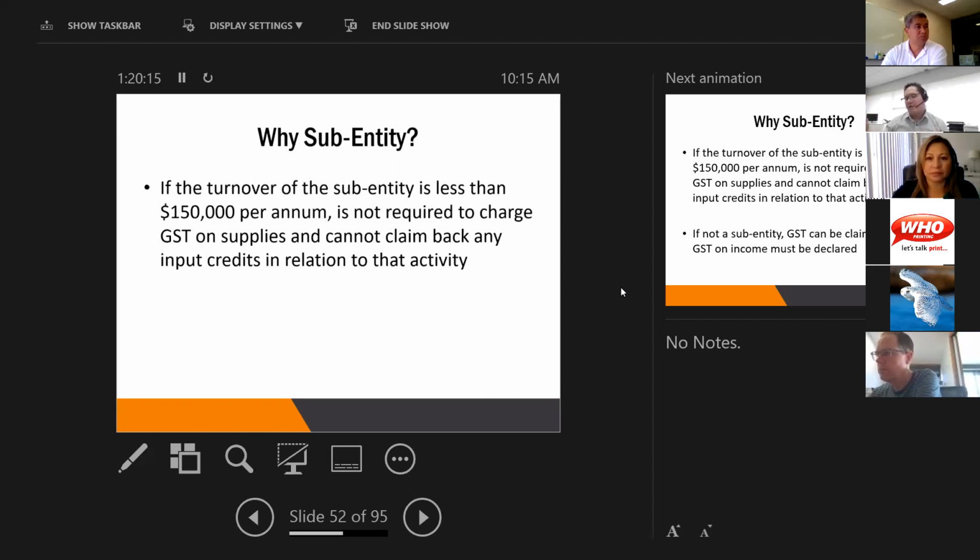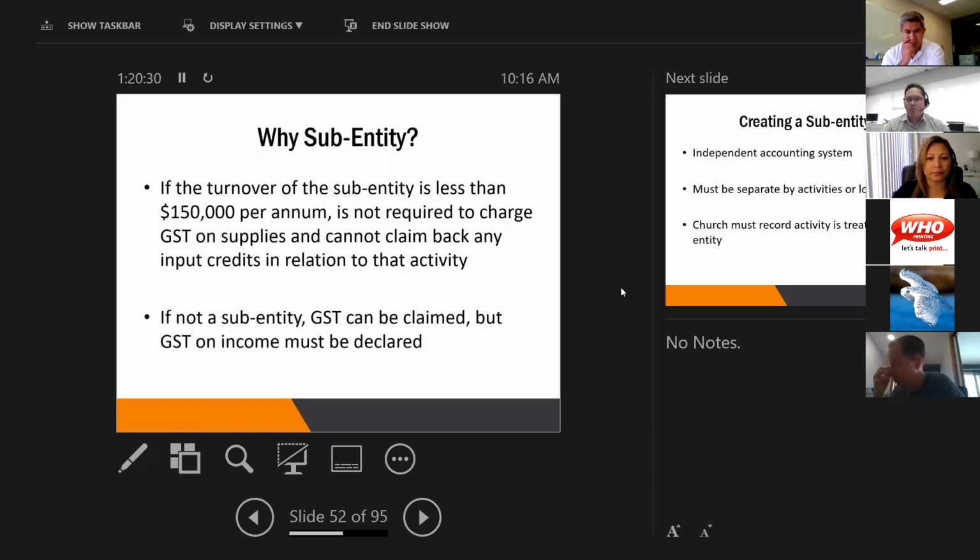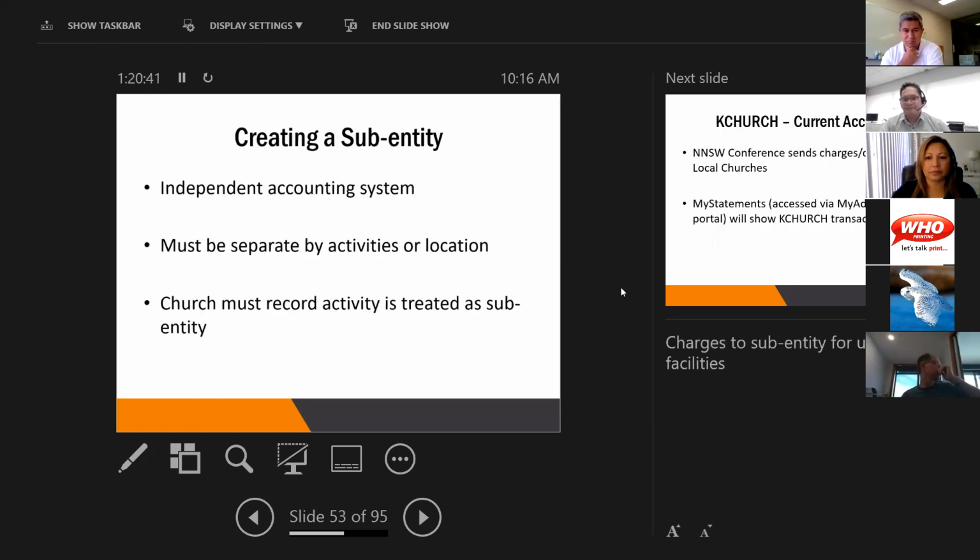They need to record their income and expenses separately, and also the income for a year for this activity needs to be less than $150,000 per annum. If not a sub-entity, then GST can be claimed, but GST also needs to be paid on income. And this is something that I already said.